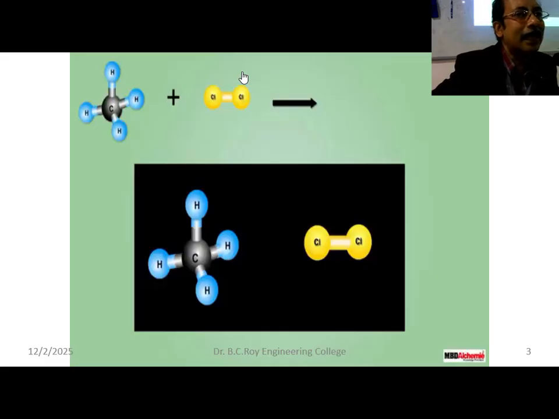So you are getting the Cl dot back. That Cl dot is again knocking another molecule of methane, producing methyl chloride and another Cl dot. So that way Cl dot is continuously produced. That is called propagation. And no further initiation is required.